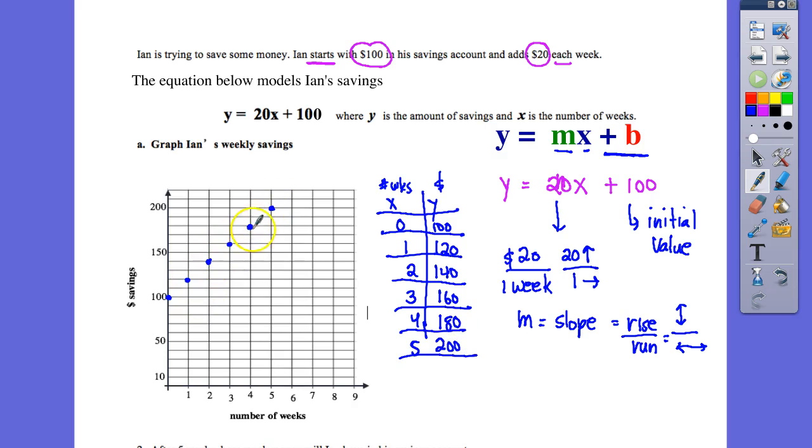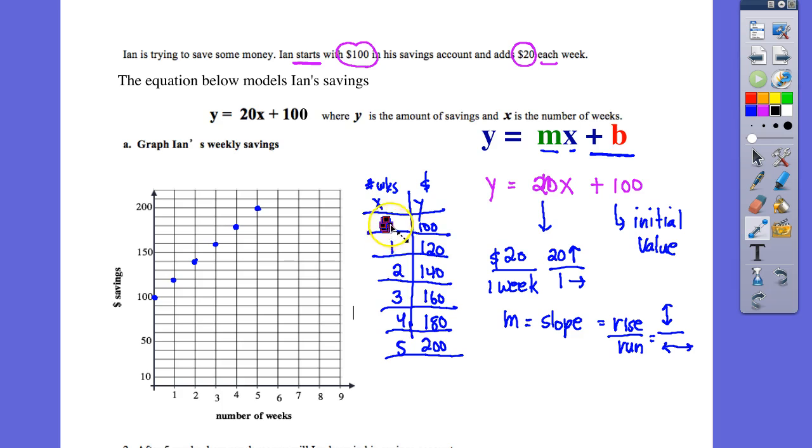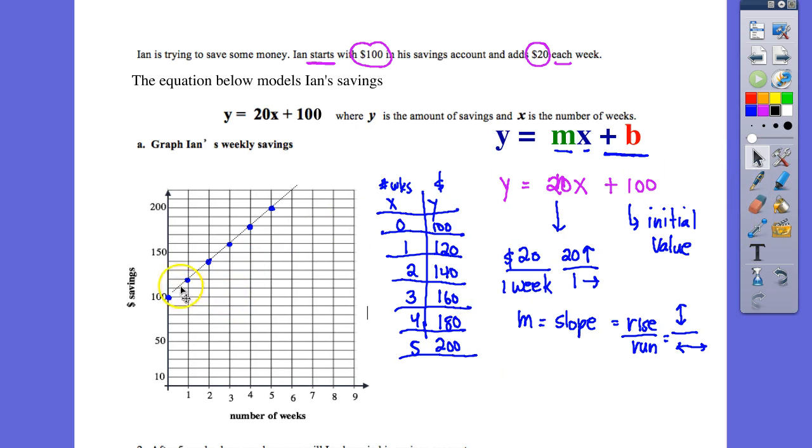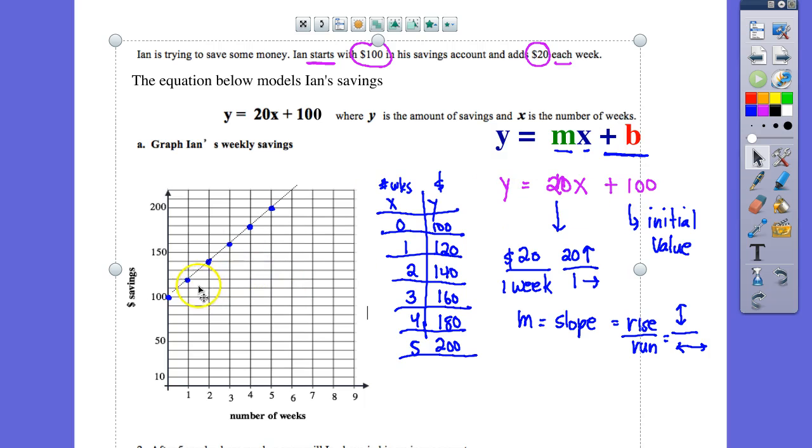All these points correspond to the number of weeks and the amount he had saved for that particular week. So once you're done plotting the points, just connect those points and extend it. This is the graph of this equation, y equals 20x plus 100.